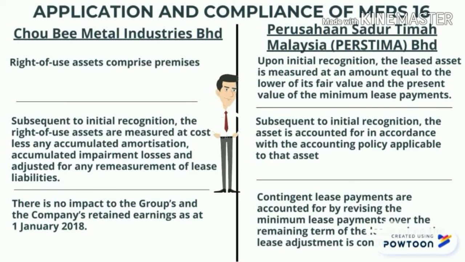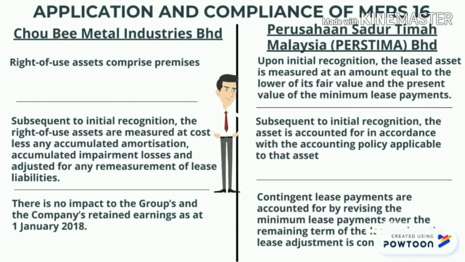Secondly, Chow B Metal Industry Berhad, subsequent to initial recognition, the right-of-use asset are measured at cost less any accumulated amortization, accumulated impairment losses, and adjusted for any remeasurement of lease liabilities, while Peristiwa, subsequent to initial recognition, the asset is accounted for in accordance with the accounting policy applicable to that asset.